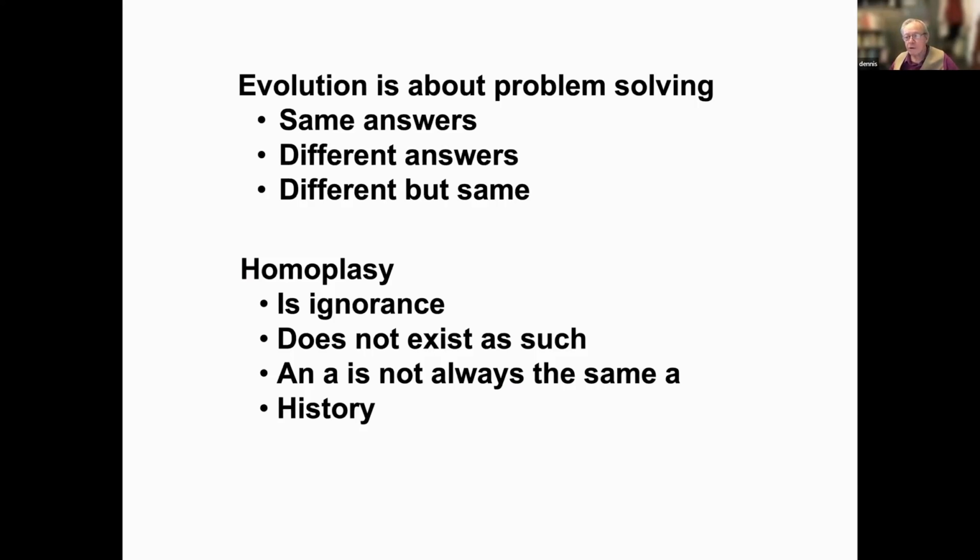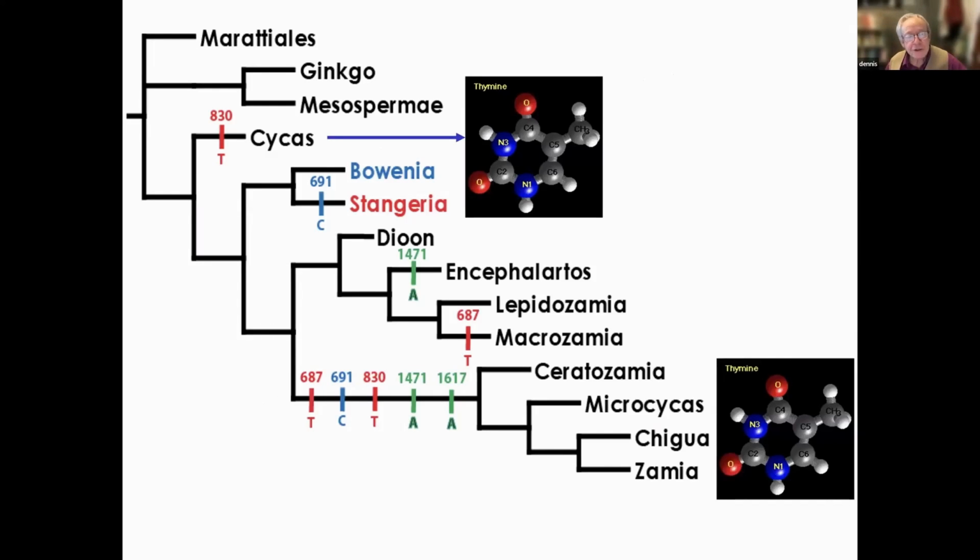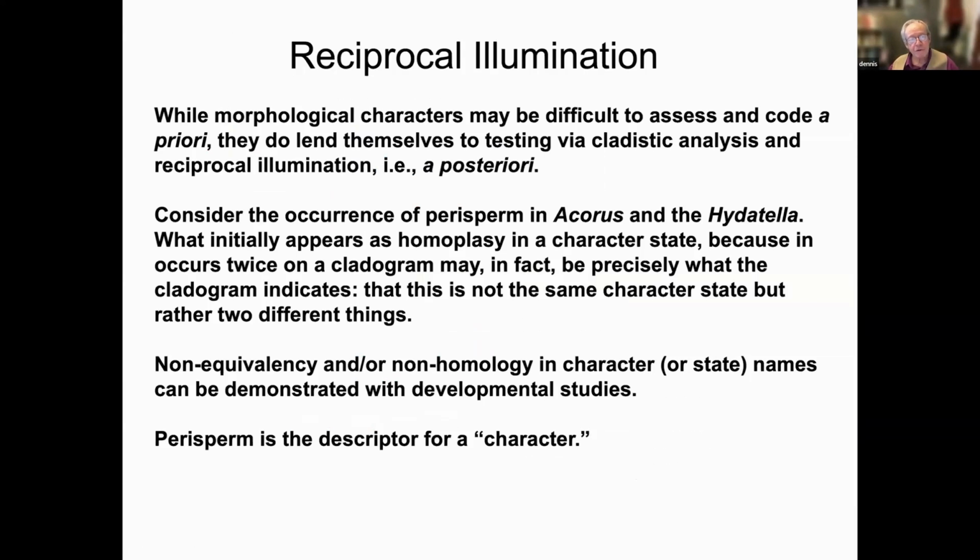In other words, it's ignorance about the history, and it doesn't really exist. And as I say here, an A is not always the same A. What do I mean by that? Well, take a look at gene sequences. These are chloroplast genomes, but all I want to say is that in position 830 there is a thymidine there and here, but in all the groups in between, it's something different. Therefore, even though the thymidine molecules are identical, they're not the same ones, because there is a different history based on the genealogy of the organisms. So it would be the same for all of this. This is just my way of demonstrating those things.